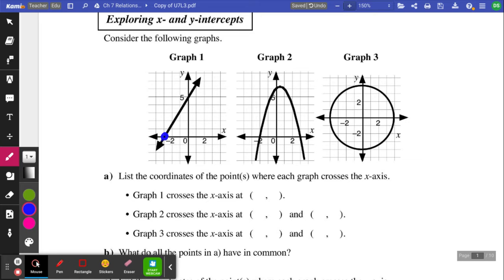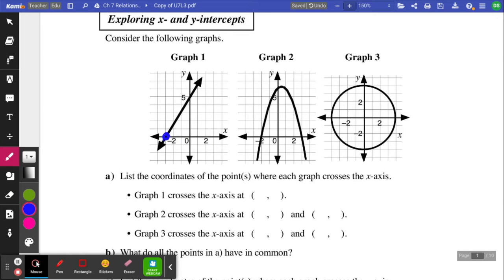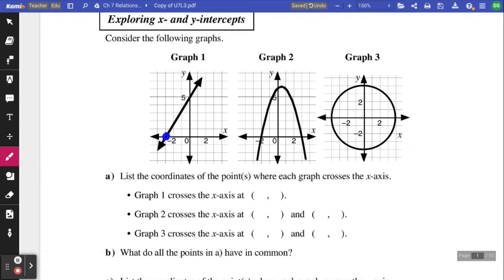Negative 3. Negative 3 and 0, correct. That blue point is (-3, 0) on graph 1.